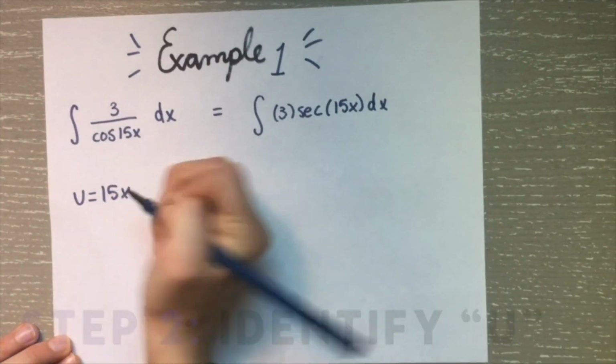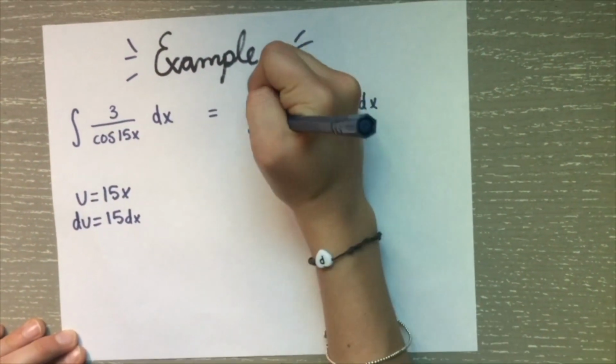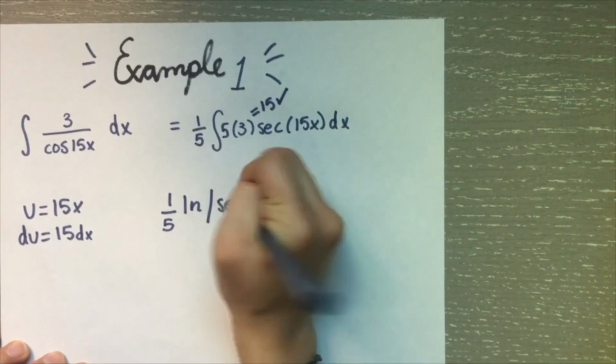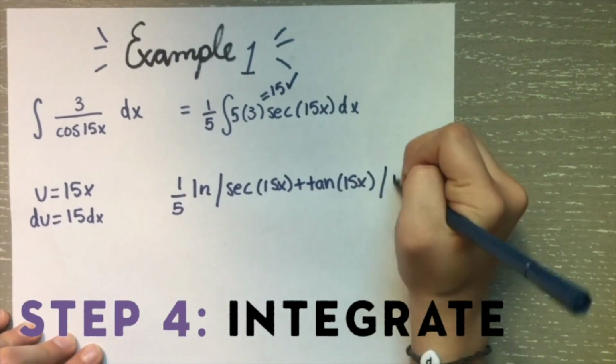Then we identify the u and its derivative in order to balance the integral. And outside we need to write the reciprocal of the value we use to balance. Finally, we use the catalog to solve the integral.